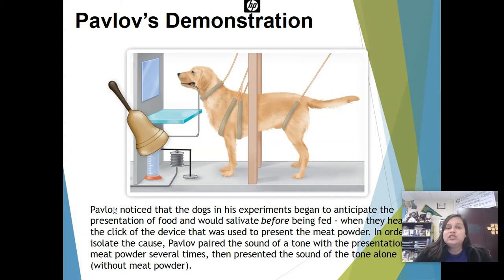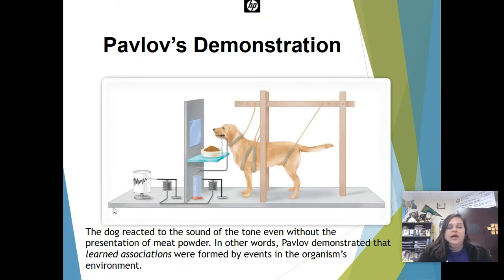And after he did this multiple times, he found eventually if he just rang the bell or hit the tuning fork, the dog would salivate, even if there was no food there, because the dog had learned to associate that when that tone rings, food is coming. So the dog had formed a learned association between something neutral, that tuning fork, and something unconditioned, which was the presence of the food.